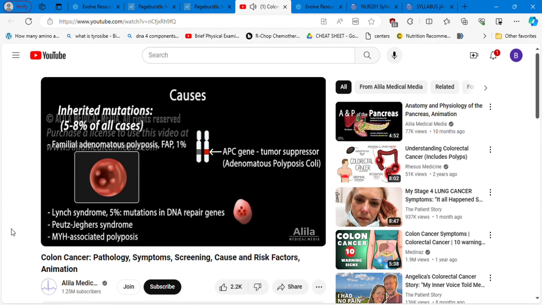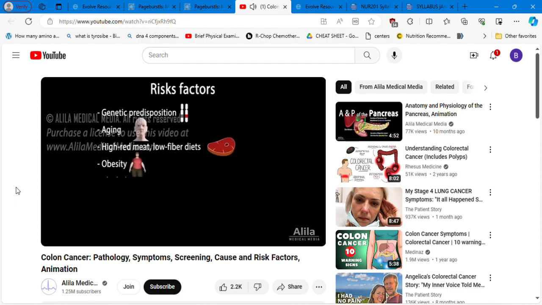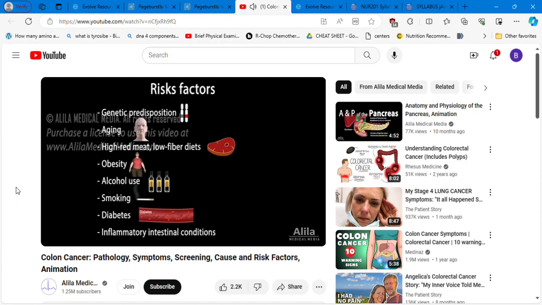In most cases, however, the mutations that lead to cancer are acquired during a person's life, rather than being inherited. The early event is usually a mutation in the same APC gene that is responsible for FAP. While FAP is a rare condition, APC mutations are very common in sporadic colorectal cancers. Apart from genetic predisposition, other risk factors for colon cancer include aging, high red meat and low-fiber diets, obesity, alcohol use, smoking, diabetes, and inflammatory intestinal conditions such as ulcerative colitis and Crohn's disease.